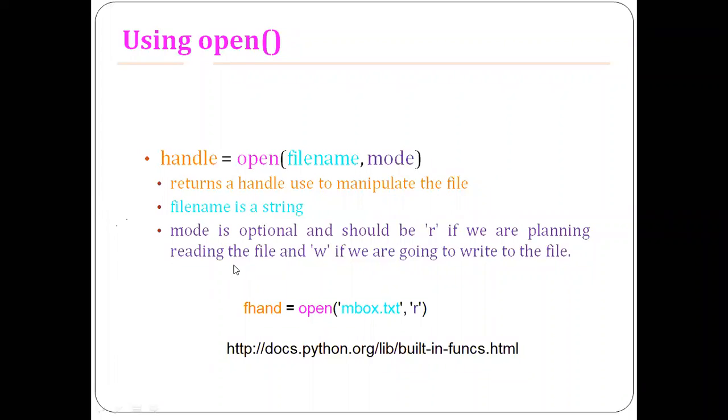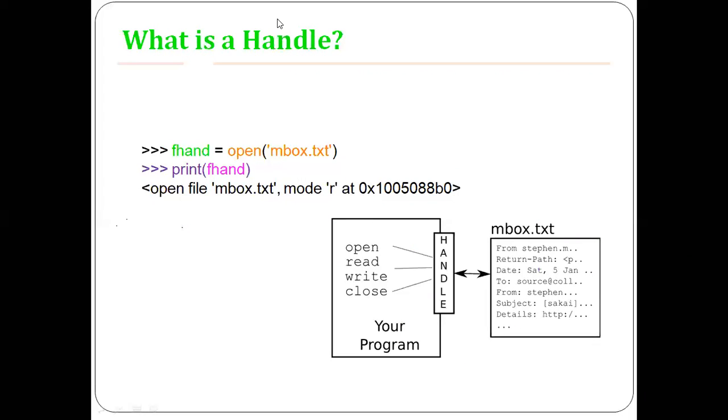So all in all, before reading the file, you're supposed to open it and get a file handler. Once it is done, you can perform operations like read, or you can perform the write operation as well. And what is this handler? And look at this one: fn is equal to open mbox.txt.